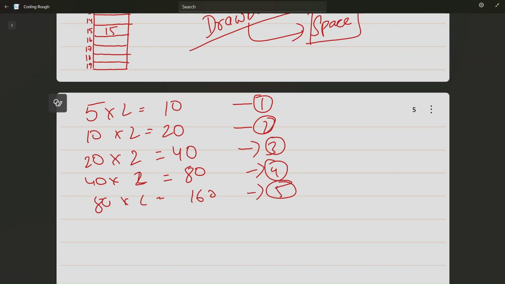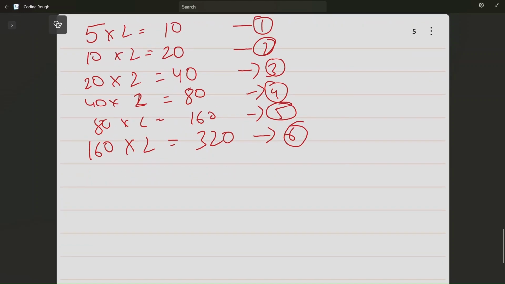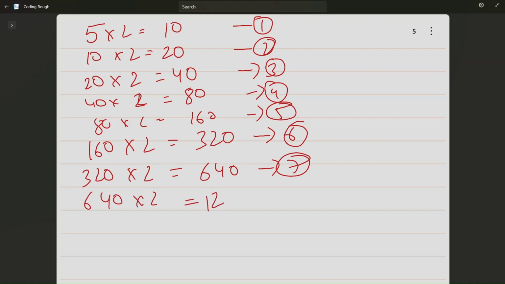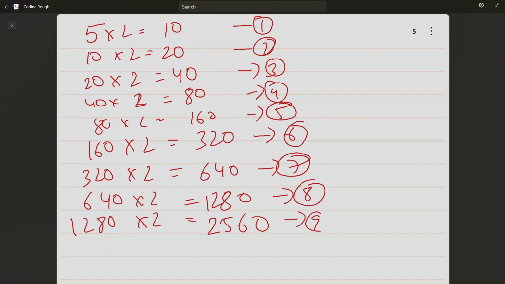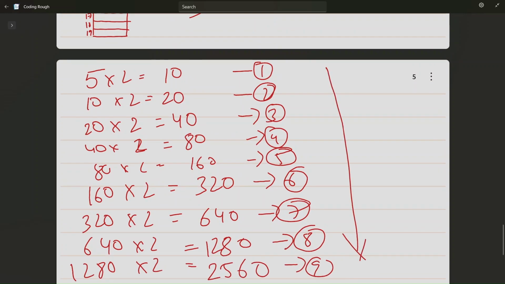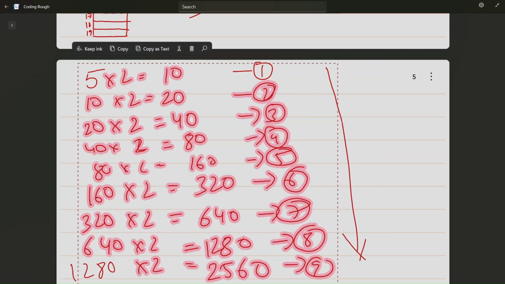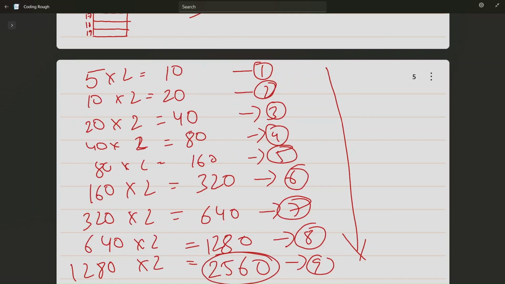Then 160 into 2, that is 320, sixth step. Now 320 into 2 is 640, seventh step. And 640 into 2 is 1280, eighth step. And 1280 into 2 is 2560. You can see in only 9 steps you were able to increase the load, and it is taking very little time. If you go serially to reach this number 2560, the time complexity will be very high. But if you go with this hash logic, the time complexity will be very low. And that's why hashing comes into the picture.